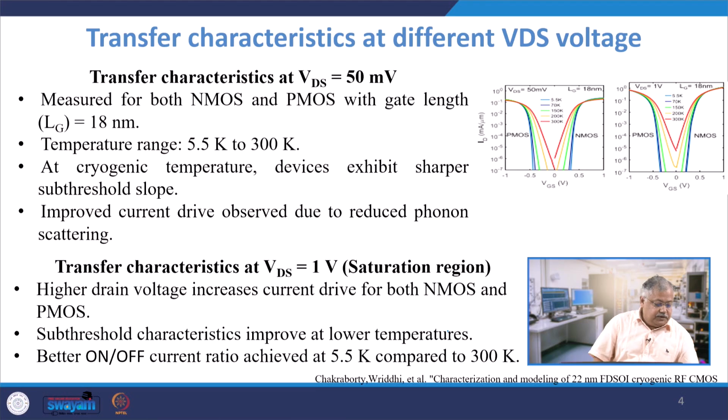With this knowledge, let us start by looking at the transfer characteristics of the device, right? We will look into the transfer characteristics of the device for different VDS values. Transfer, when I say, is basically ID versus VGS, drain current versus gate voltage, for varying values of the temperature.